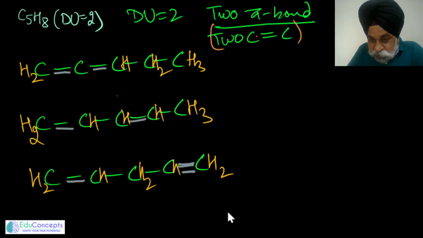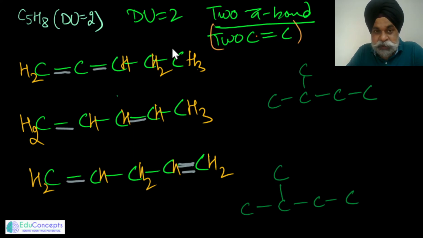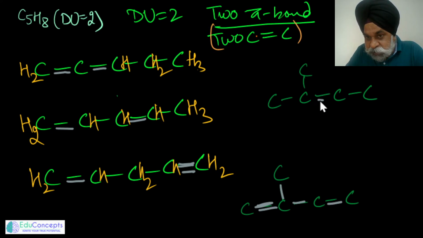The story is still not completed. You can draw the 5 carbon atoms like this also. Nothing wrong in it. You can draw it like this also. Nothing wrong in it. And you have to place two double bonds. And two double bonds you can place like this also. 1, 2 and 1. This is already 4, so I can place it here, or you can place it here also.